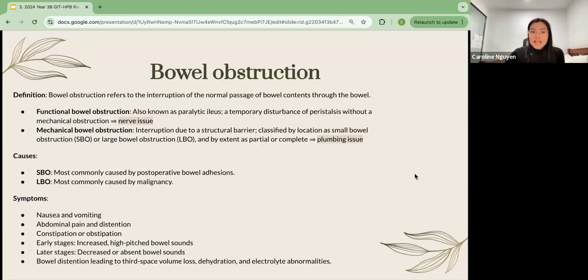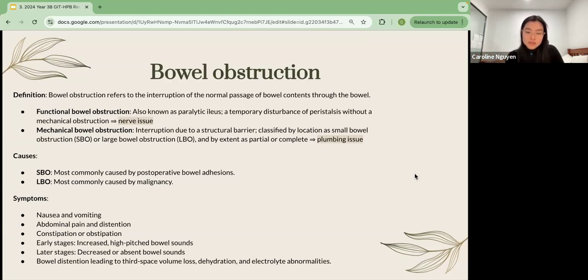Bowel obstruction. Lots of things can happen, but to break it down into two main groups, it's a nerve issue, called paralytic ileus. Paralytic ileus happens in people who have had surgeries in the bowel, and sometimes their nerves are a little bit damaged. On the other hand, there's a plumbing issue, a mechanical bowel obstruction. There is something physically in the bowels that's stopping the contents from passing through.